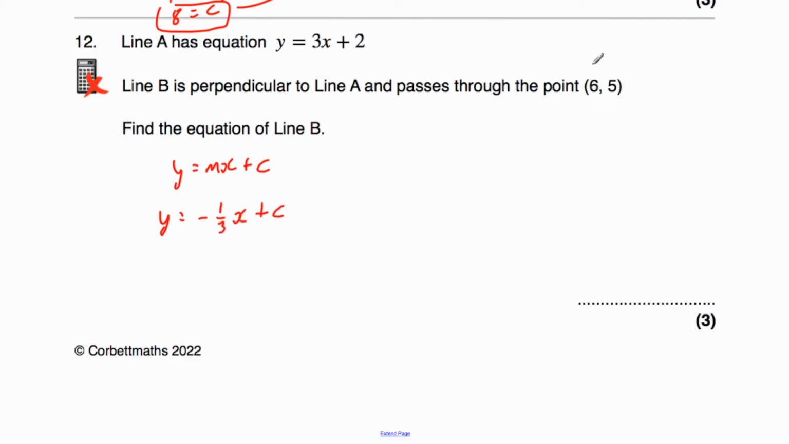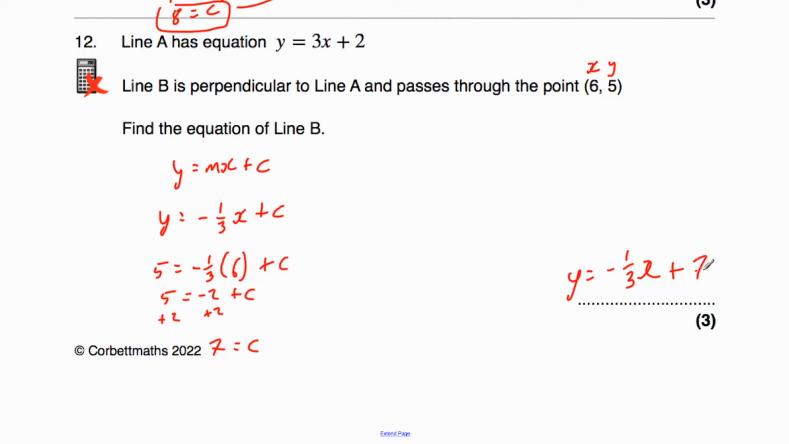Now we'd have a look at the point, that's x and y, so if we substitute in x equals 6 and y equals 5 into here, we can find c. So let's substitute those in. Y, that's 5, so 5 equals minus a third times x, which is 6, and then plus c. Minus a third times 6, well a third of 6 is 2, so minus a third of 6 would be negative 2, so 5 equals minus 2 plus c. Add 2 to both sides, and we're going to get 7 equals c. So that means that our equation would be y equals minus a third x plus 7, and that's it.